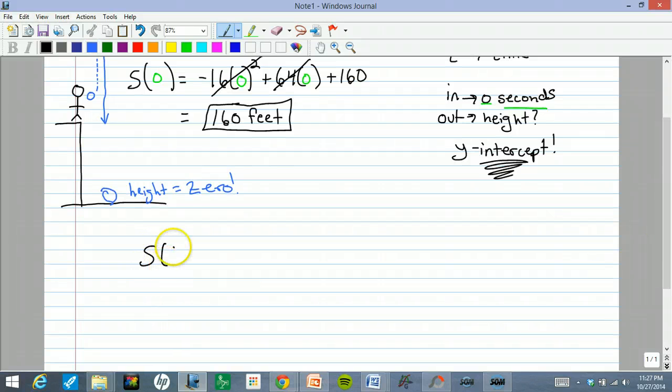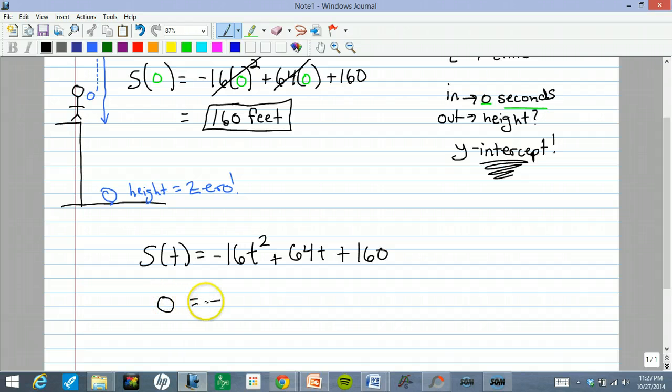S of t is negative 16 t squared plus 64 t plus 160. Man, those t's and plus signs look alike. So we have to be careful, but set this equal to 0 and find the solutions. So I'll make the plus sign a little bit smaller. 64t, space out my terms too, plus 160.